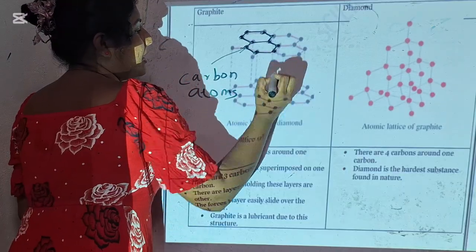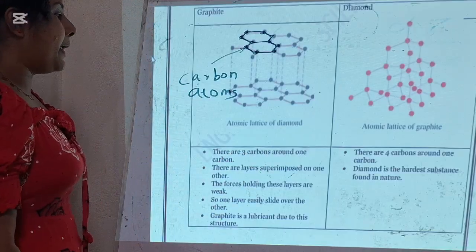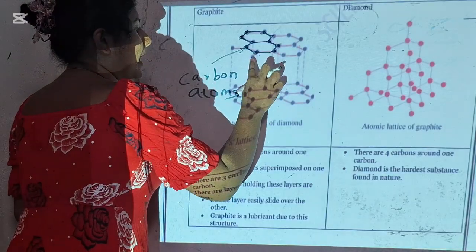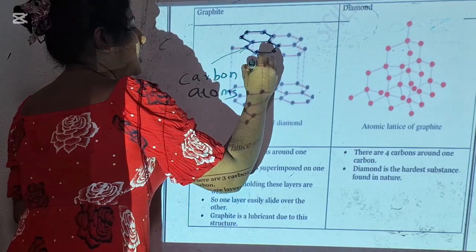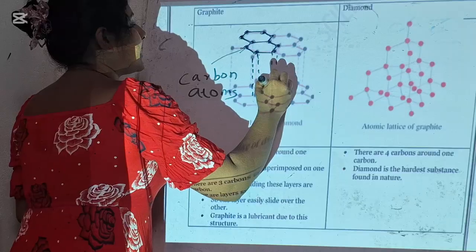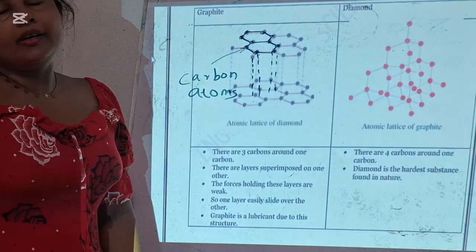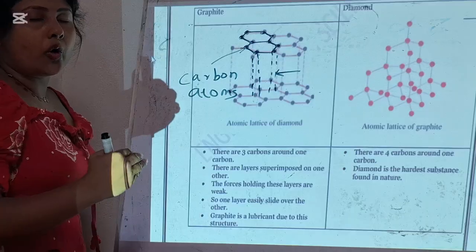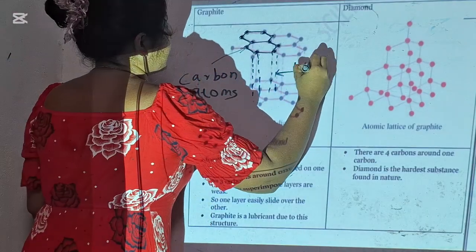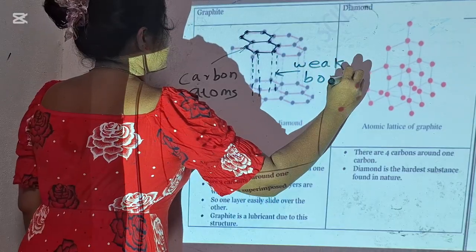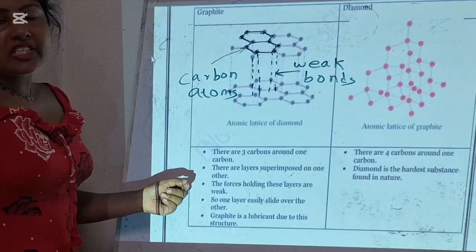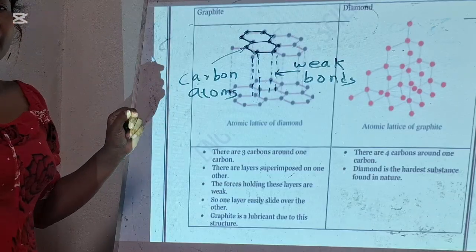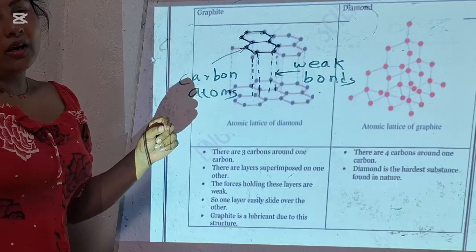Then you can see these two planes contain dotted lines. These two planes are interconnected by this kind of dotted lines, which are very weak bonds. The reason for drawing dotted lines is to show the weak bonds. So shall we take the characteristics of graphite, the allotropic form of carbon.